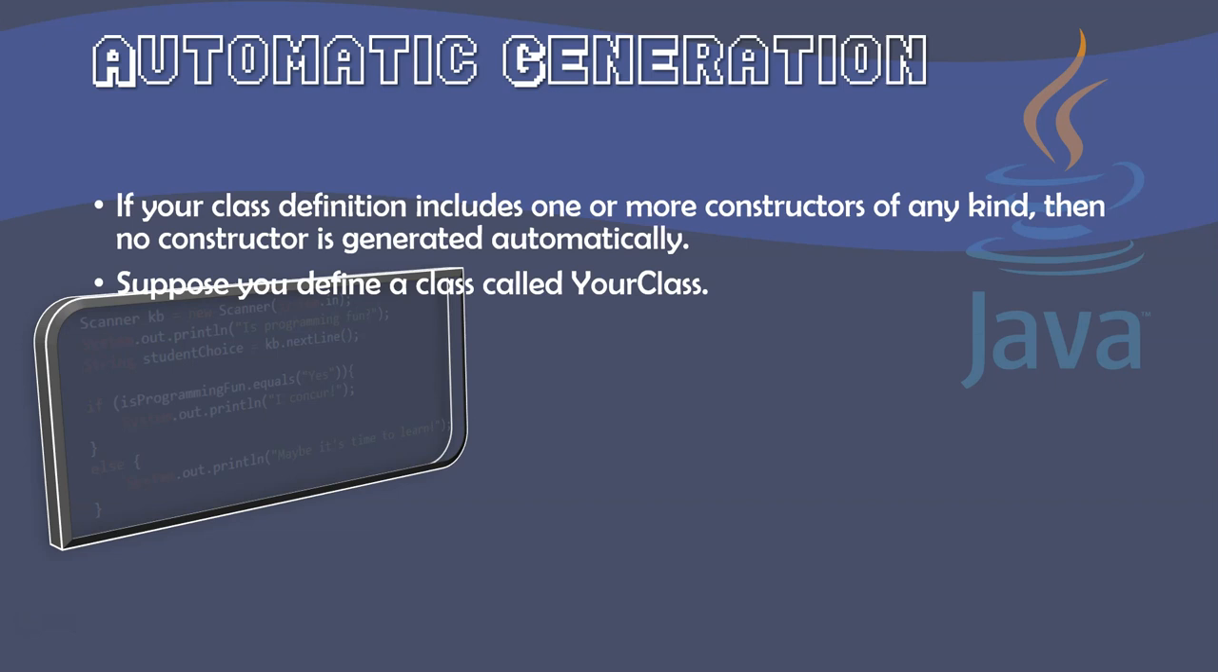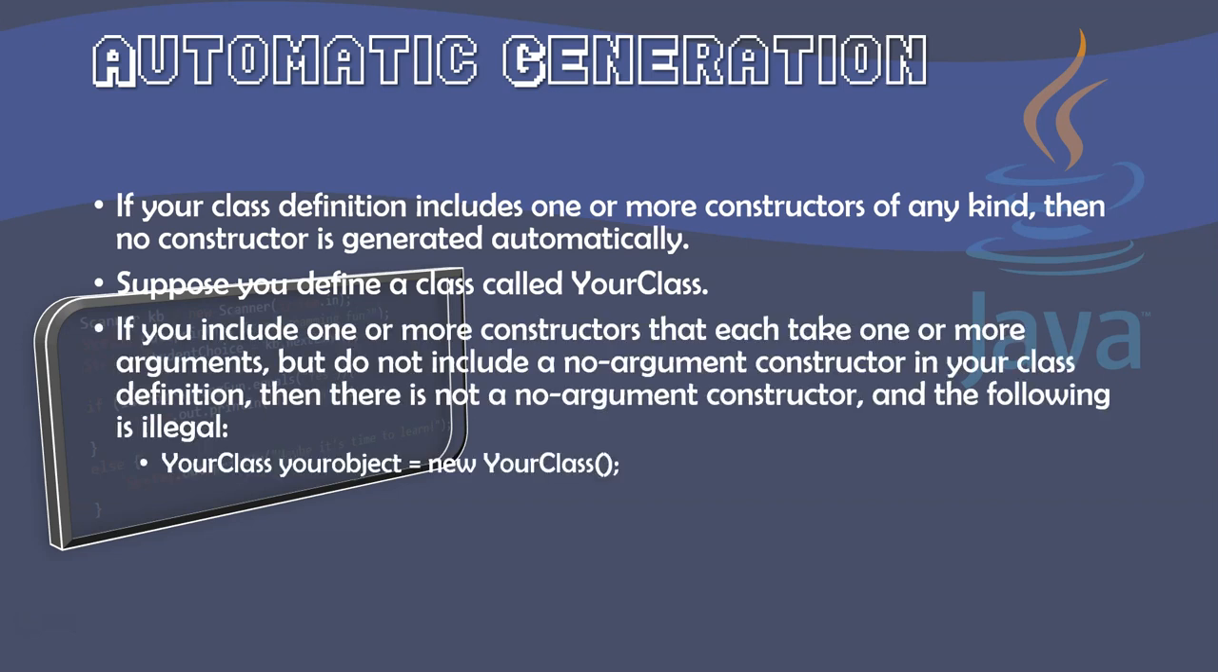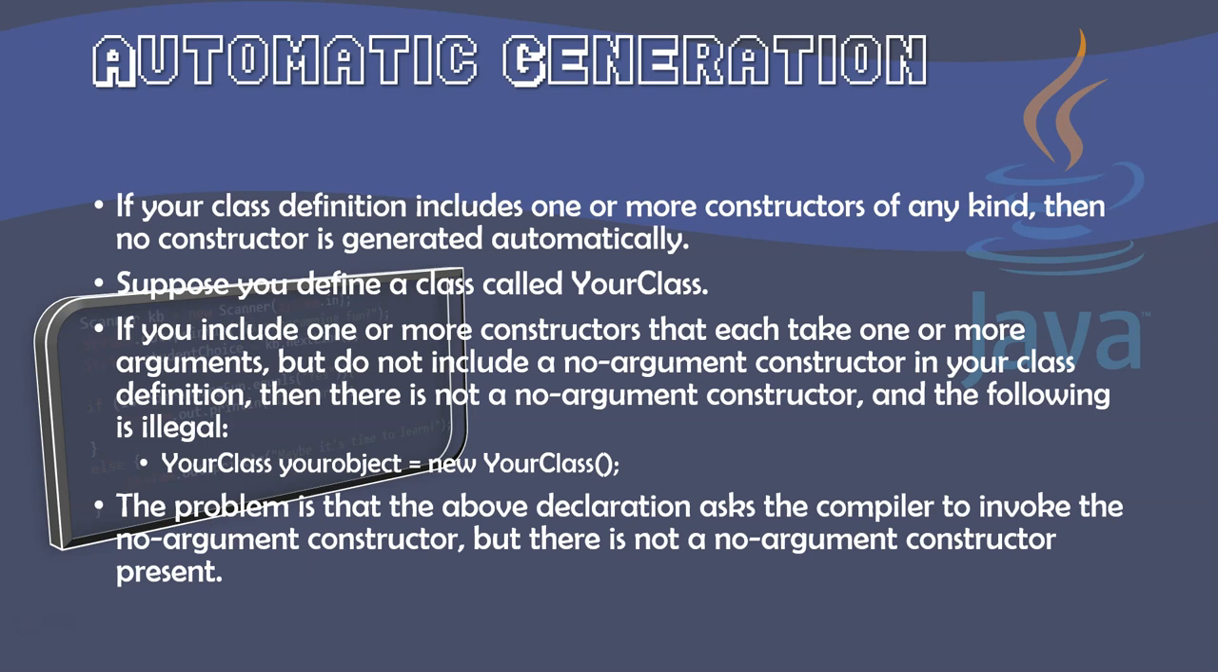So let's say we define a class called YourClass. If you include one or more constructors that each take in one or more arguments, so they have parameters, but you don't have a no-arg constructor in your class, then there's not a no-arg constructor, and the following would actually come back illegal: YourClass object equals new YourClass. And that's because you've explicitly defined parameterized constructors, but you did not explicitly have one with no parameters. So the problem here is that that declaration actually requires invoking a no-arg constructor, but because you've explicitly defined parameterized ones, there is no no-arg constructor for it to look at.